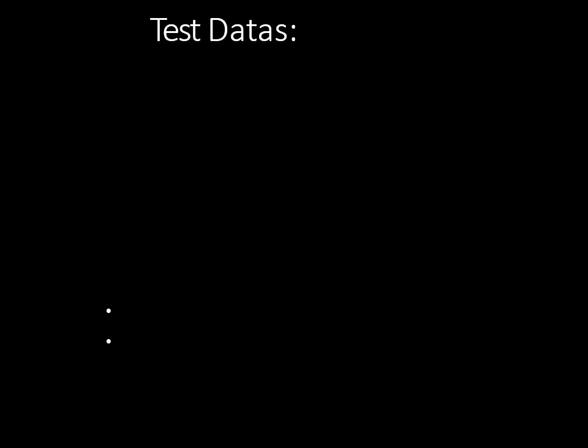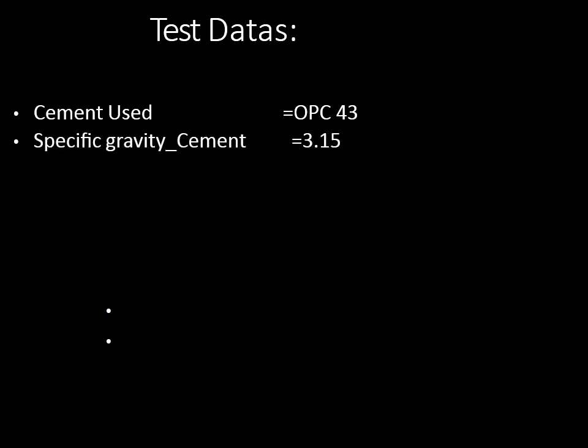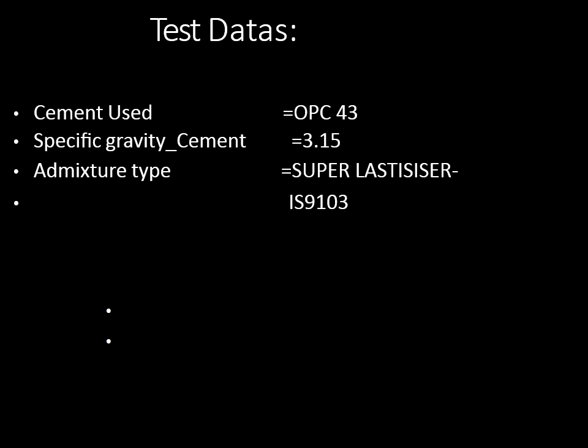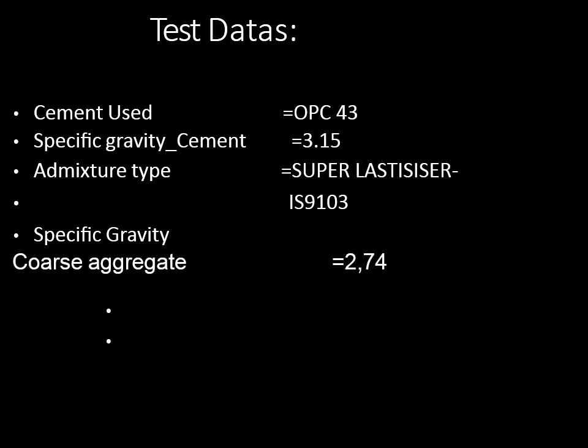The test data is as follows. Cement used is OPC 43, specific gravity of the cement is 3.15, admixture type is super plasticizer as per IS 9103, specific gravity of the coarse aggregate is 2.74, fine aggregate is 2.74. These specific gravities of the materials might change according to the material availability at your place.